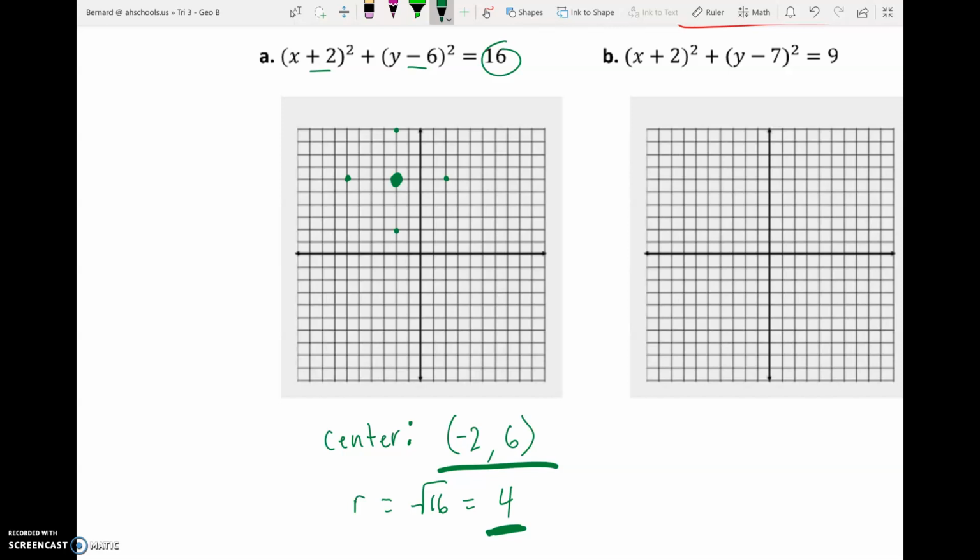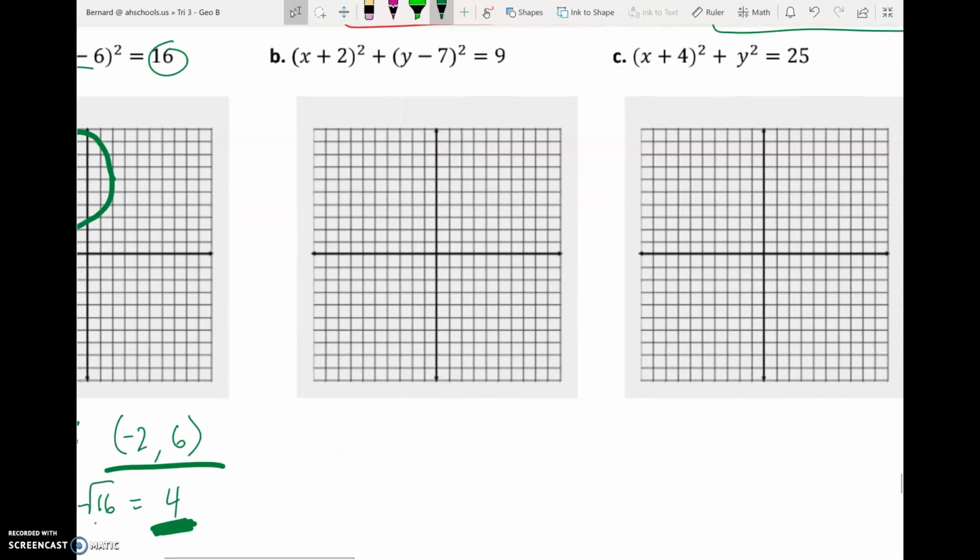And so once I put all 4 of those on, I'm just going to do my best to draw a circle through them. And that is our actual circle. And so what we want to do is put a dot at the center and then put 4 dots up, down, left, and right, the radius number away, and then circle through those 4 dots. So let's do that again.